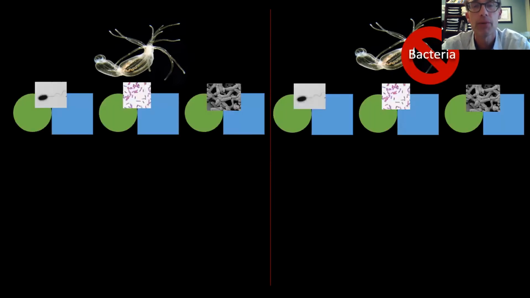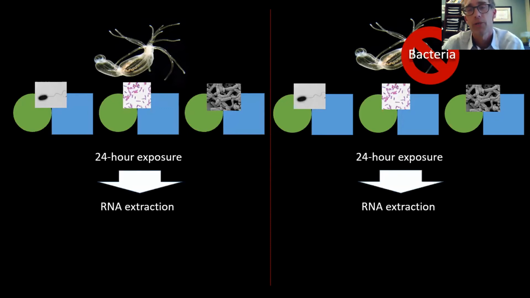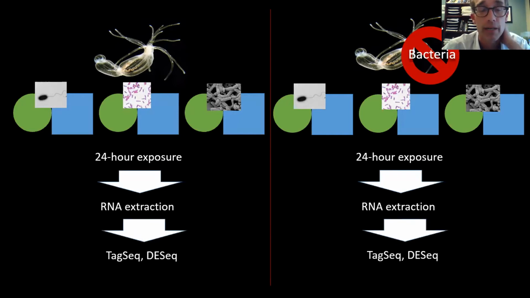And so then we exposed each of those pools of anemones, whether they had their native microbiota on the left, or we had removed it with an antibiotic cocktail on the right. We exposed them to those 3 bacteria, either live cells or CFS. We did a 24-hour exposure. Then we did RNA extraction and a modified RNA-seq protocol called tag-seq, which is 3' sequencing to do quantitative transcriptomics. And these data were analyzed with DESeq and then GO enrichment, et cetera.